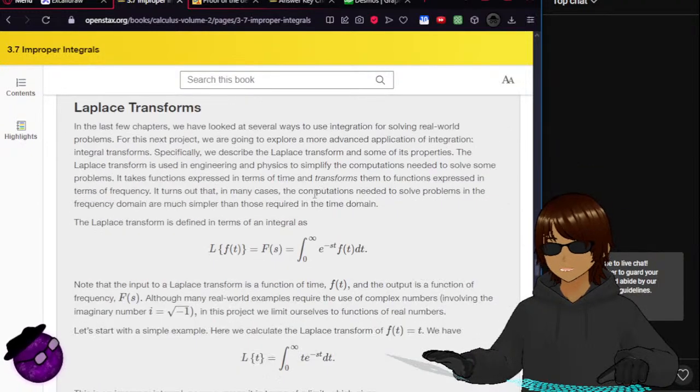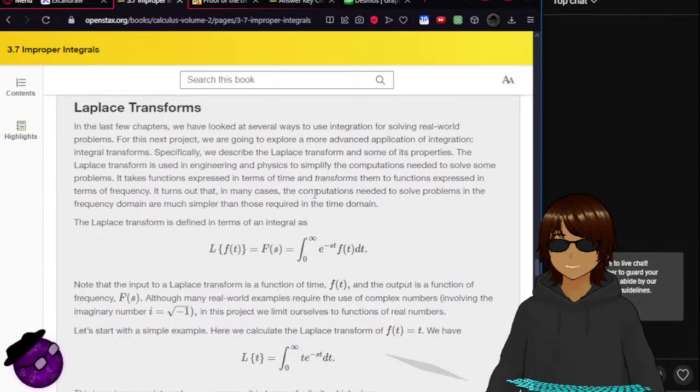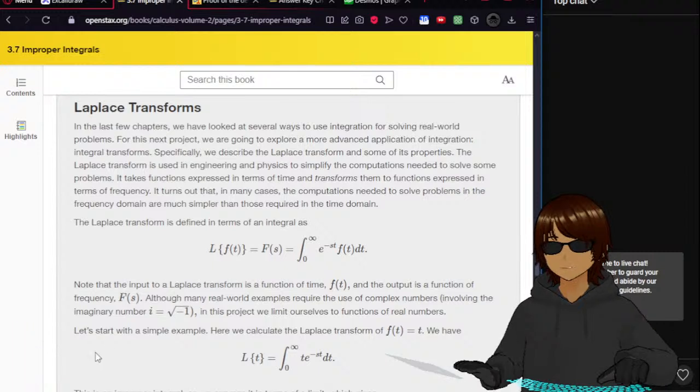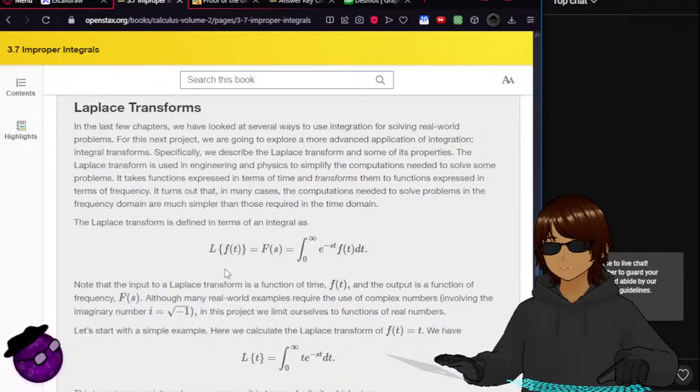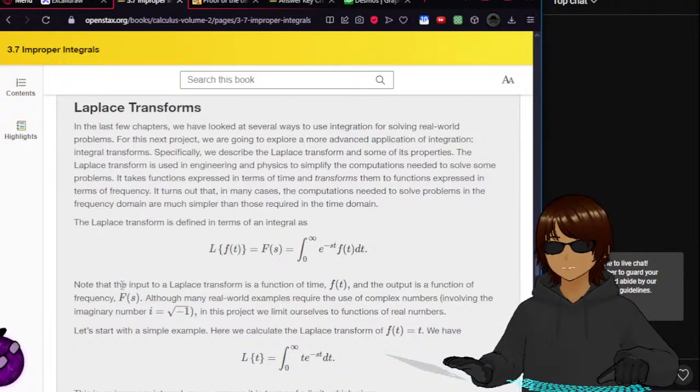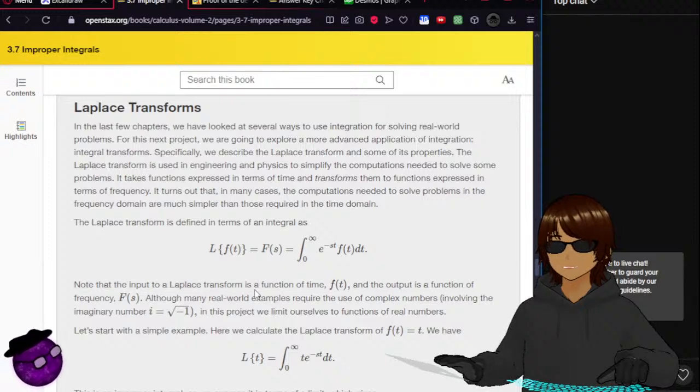Okay, what is this? Laplace transform. The last few chapters, we have looked at several ways to use integration for solving real-world problems. For this next project, we are going to explore a more advanced application of integral transforms. Specifically, we describe the Laplace transform and some of its properties. The Laplace transform is defined in terms of an integral as, note that the input to a Laplace transform is a function of time, f of x, and the output is a function of frequency.